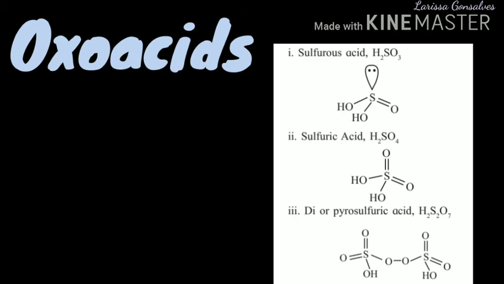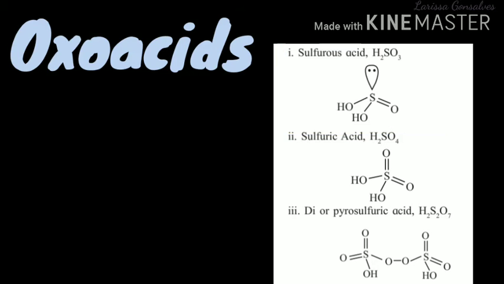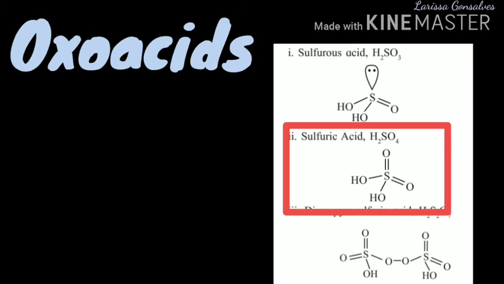Here are some structures of oxoacids of sulfur. First is sulfurous acid, which has the formula H2SO3, and here is the structure of sulfurous acid. The valency of sulfur atom is 6. Since it is not satisfied, it is denoted by a lone pair of electrons. Next is sulfuric acid with the formula H2SO4 and below is the structure.